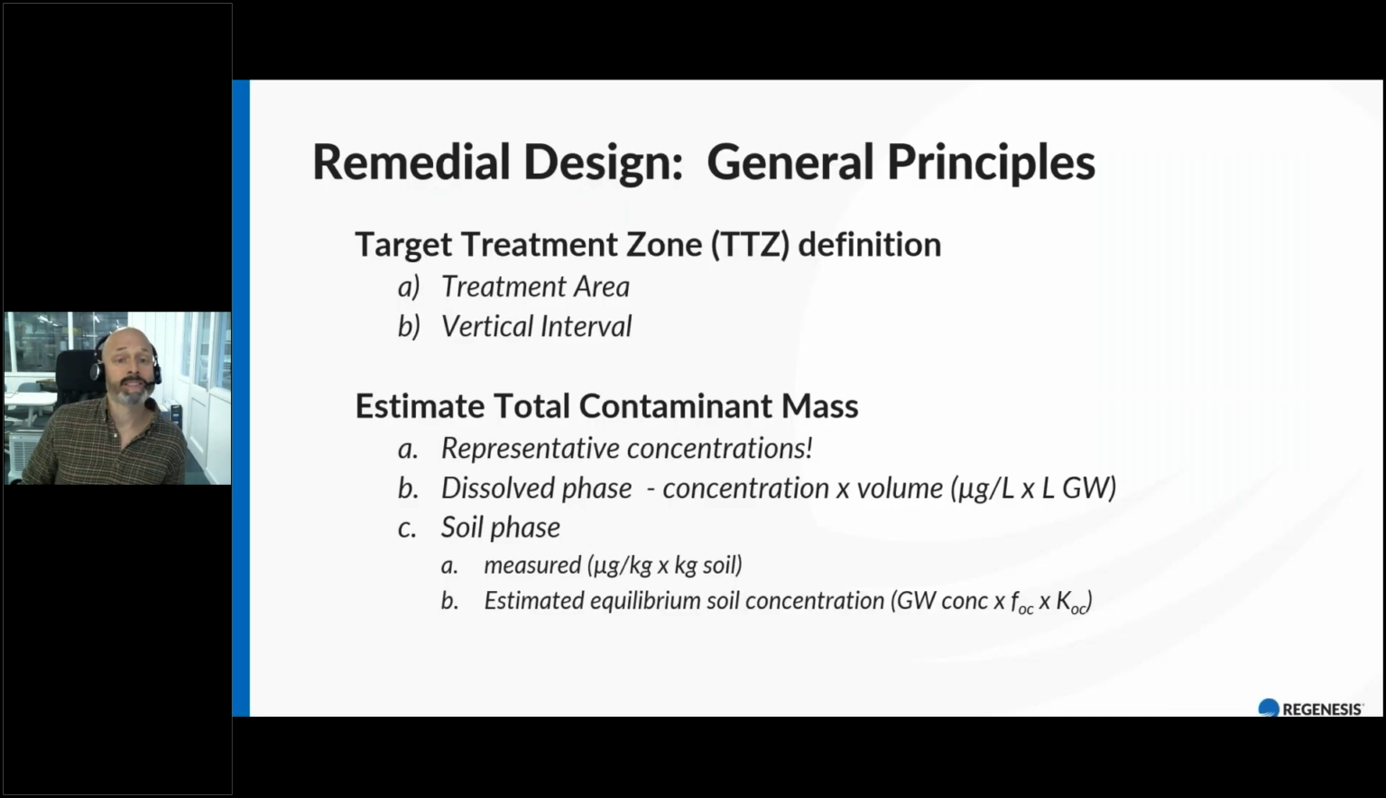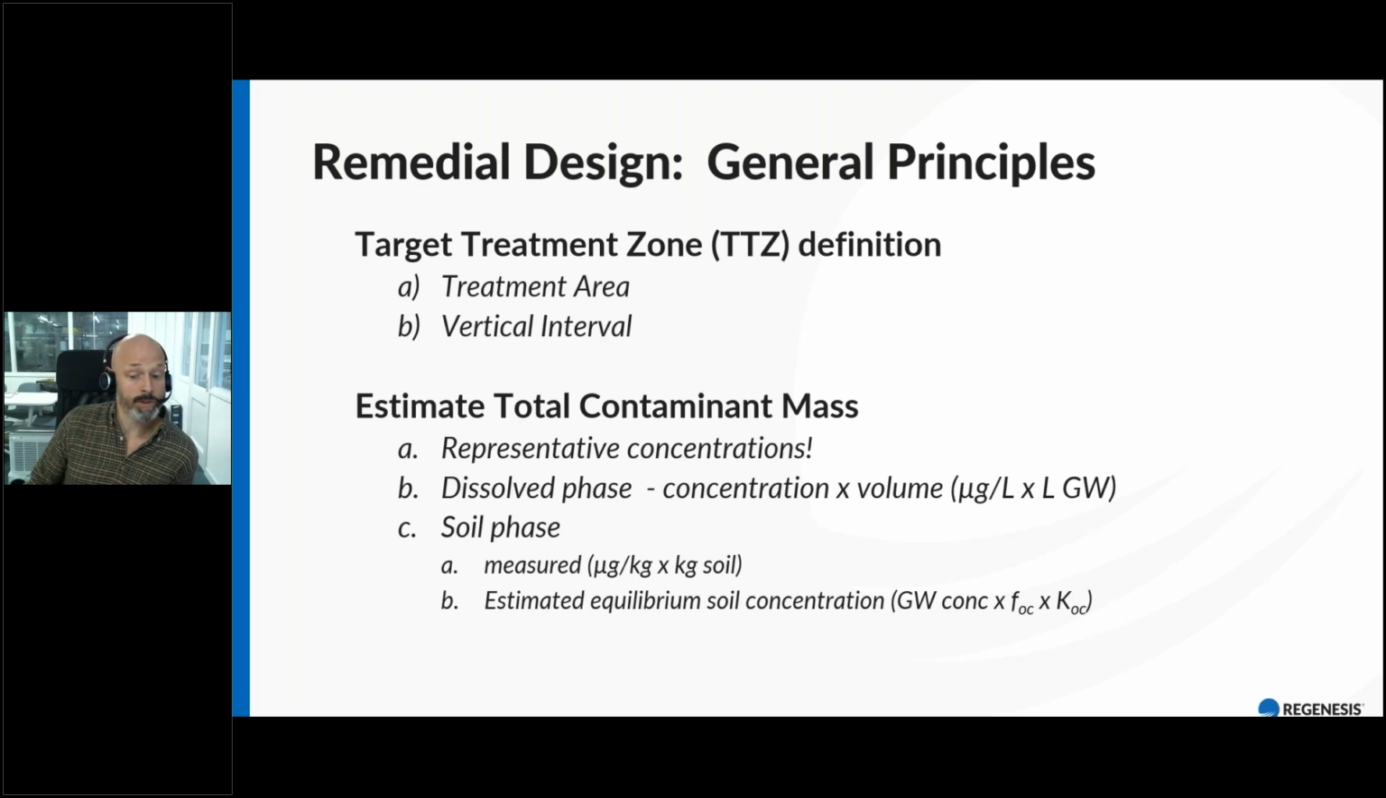So, remediation design general principles. First up, we want to define the limits of our treatment. We call that our target treatment zone in REGENESIS speak. So that's the treatment area and the vertical interval. We then want to define the target contaminant mass within that treatment zone. We want to start with representative concentrations. That's really important. We're not just looking at maximums, we're looking at how mass is distributed. We want to look at recent data, and we'd love some seasonal variation. That really helps come up with good designs.